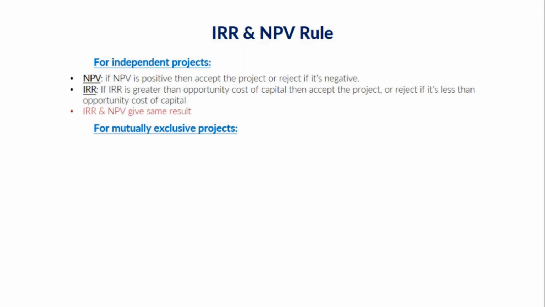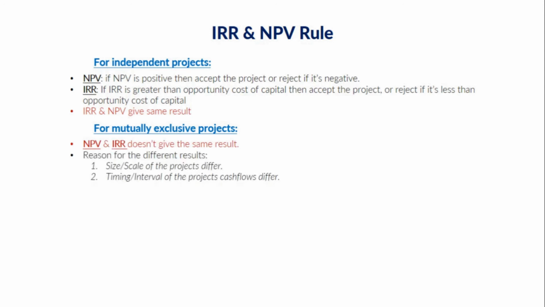But for mutually exclusive projects, on the other hand, the IRR and NPV may not give the same rankings. This difference in ranking is caused by 2 factors. First, when the size or scale of the project differs, and second, when the timing or interval of the project's cash flows differs. Although during such a conflict, we should prefer NPV for rankings, as the NPV of an investment represents the expected addition to shareholders' wealth, and we take the maximization of shareholders' wealth to be the basic financial objective of a company.